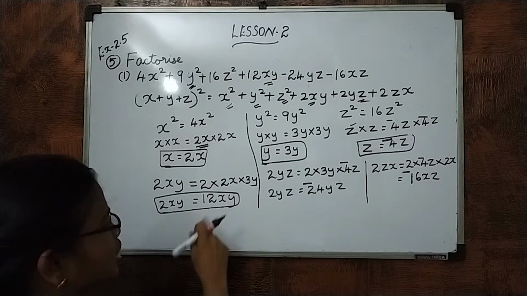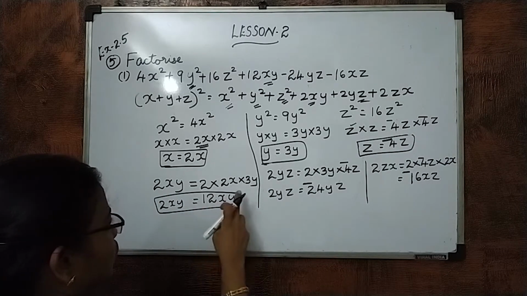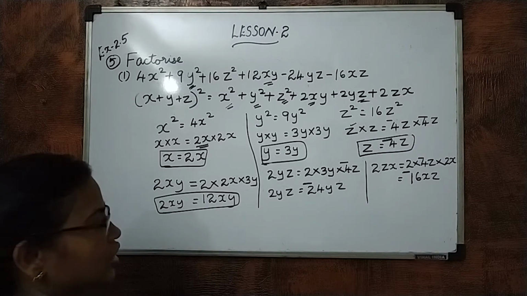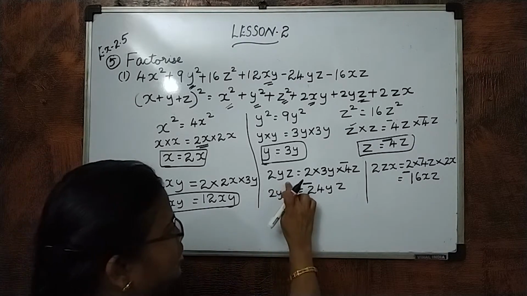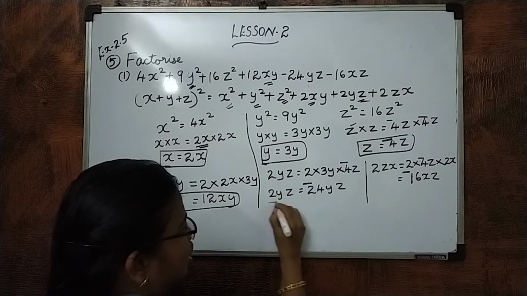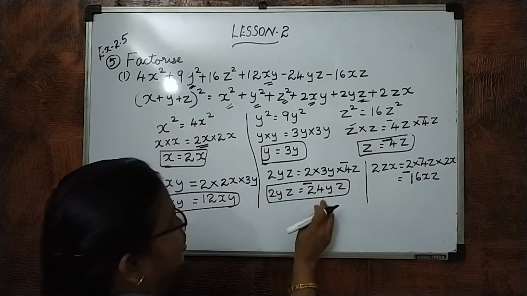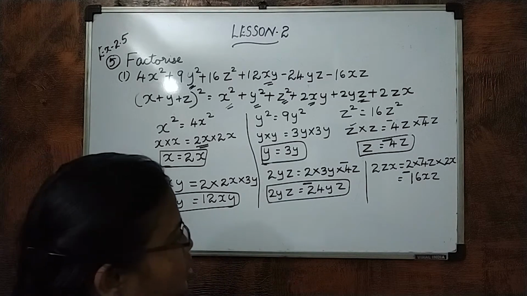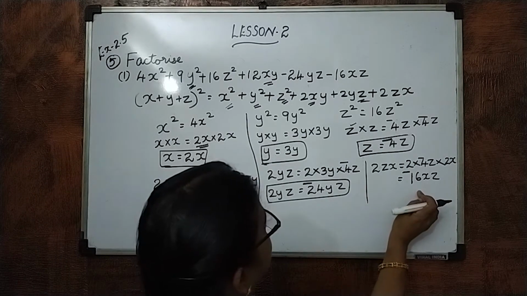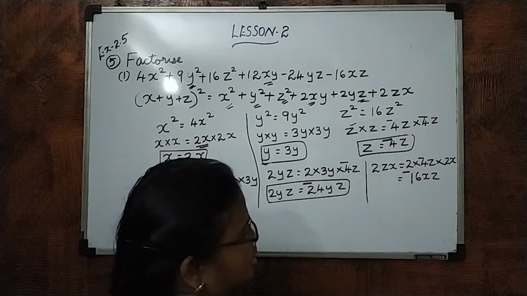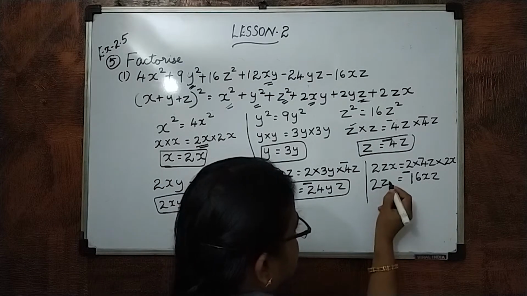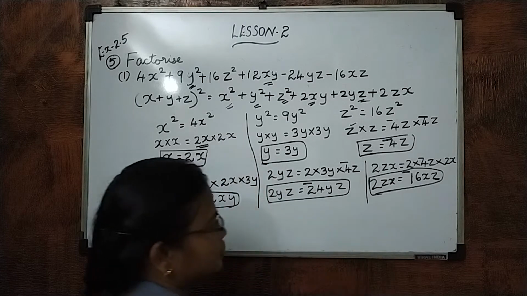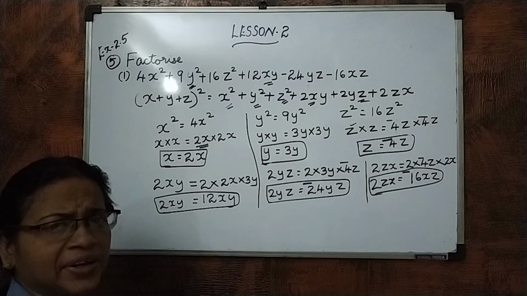After that, 2xy you have to find out. X into y, it is 2 into x into y. You will get 12xy. Then here 2yz got a negative sign, so here it is negative. This one also, here you have to check with the question. The next one, 2zx, negative 16xz. So 2zx is equal to negative 16xz.